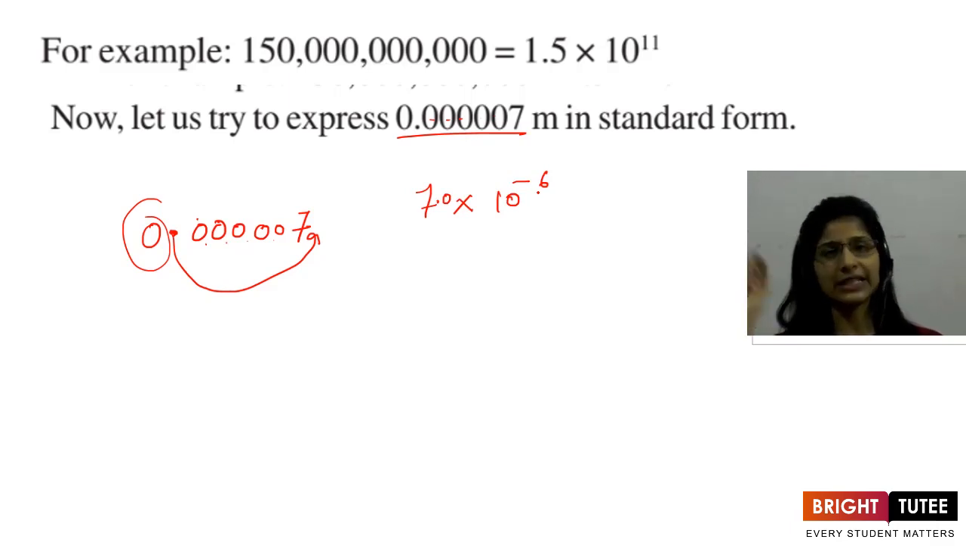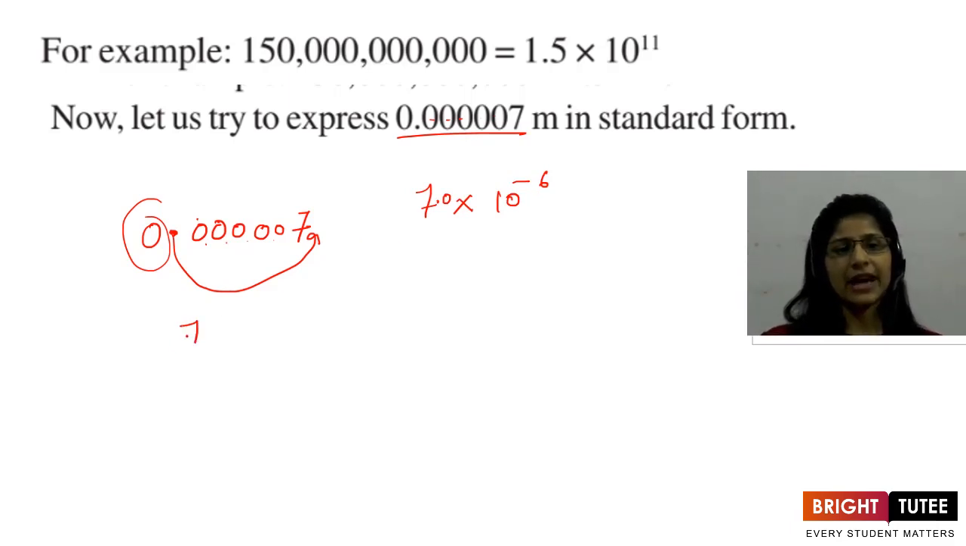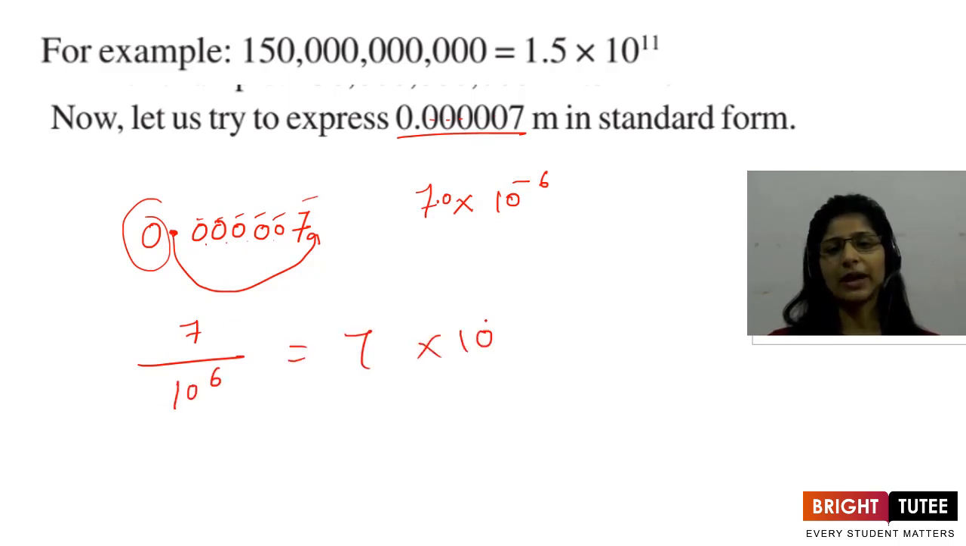Why did I write minus 6? Just look here. 7 upon how many decimal places? Just 1, 2, 3, 4, 5, 6. So 10 to the power 6 you will write. That will become 7 into 10 to the power minus 6 in the numerator. Right, that's why I wrote minus 6 here.